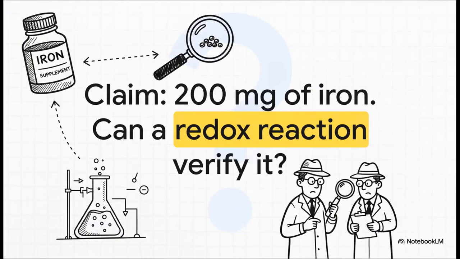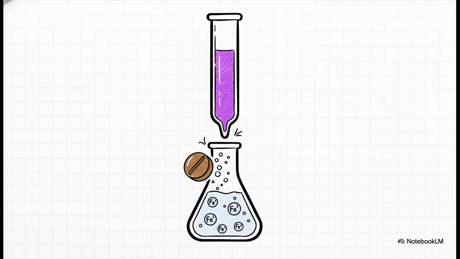So here's our case. This bottle of iron supplements claims there are 200 milligrams of iron in every single tablet. Is that true? Or is the manufacturer pulling a fast one? How can we, as chemical detectives, find out for sure? Absolutely. We can solve this with a technique called a redox titration. Here's the plan. We'll dissolve one of those tablets in acid, which releases the iron 2+ ions.